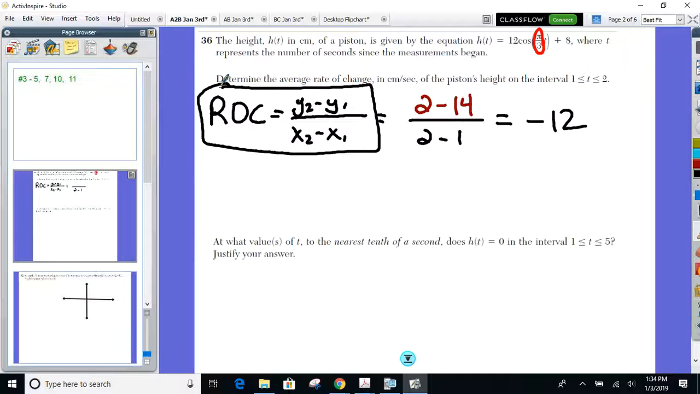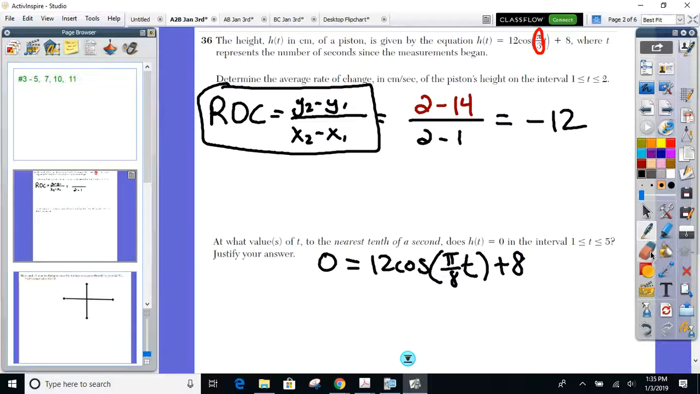All right, part B. What values of t to the nearest tenth is this thing equal to 0? Okay, so when's this equation going to be equal to 0? So 0, when is that equation going to be equal to 0? Pi over 3.